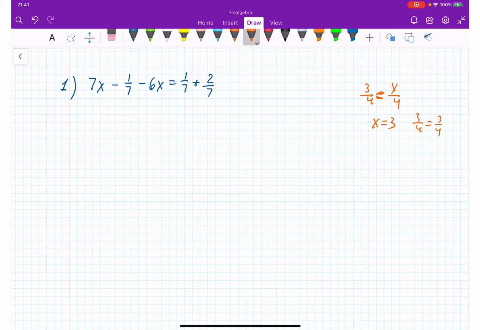Okay, another example. x/7 = 1/7. So x here has to be equal to 1 to validate this equal sign, yes? Next, 3/8 = x/8. x has to be 3 to validate this sign.